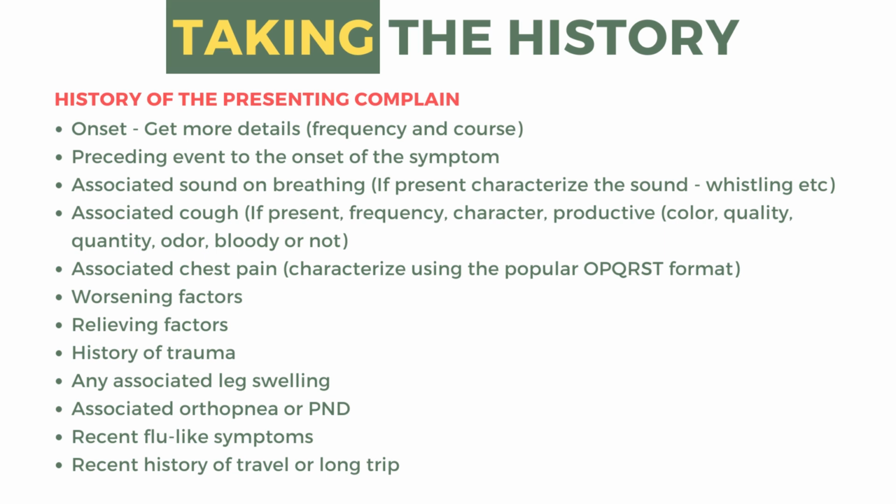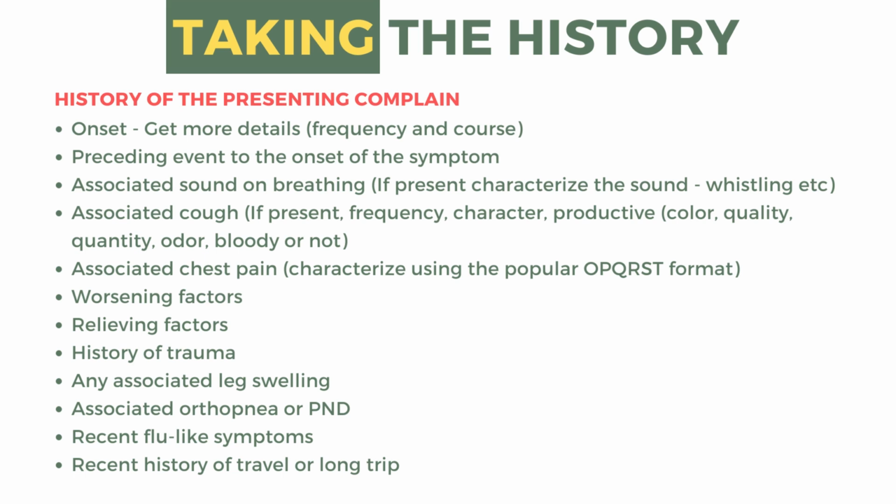So you start with the onset. You should get more details, understanding the frequency and cause of the difficulty breathing. What were the preceding events to the onset of the symptom? What exactly was the patient doing? Was the child playing with toys? Was the patient exercising? What exactly was going on? Was the patient at work? And are there associated sounds on breathing? And if there's any sound, you should characterize the sound. What kind of sound is it?